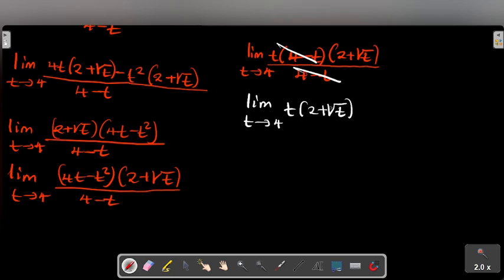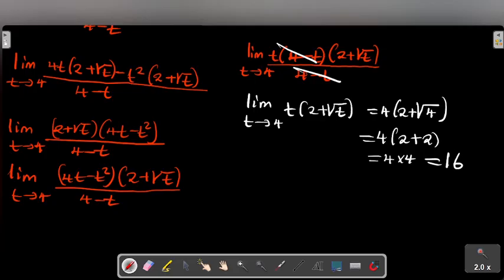Now we can substitute. Where there's t, we put a 4. So we have 4 times (2 plus the root of 4). Where there's t, you're substituting. The root of 4 is 2, so you can see that now we have 4 times 4, which is equal to 16. So that becomes the answer for that question.